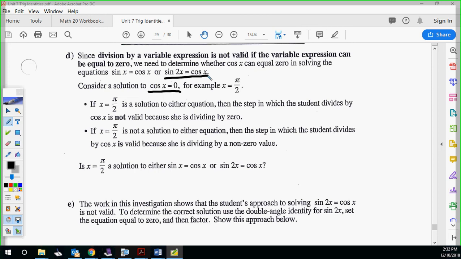They're using pi over 2 to show you the left side, right side type of thing. If x equals pi over 2 is not a solution to either equation, the step in which the student divides by the cosine of x is valid. So when I plugged pi into the first one, see how they weren't equal? It's valid to do that, to eliminate the cosine there, divide it over. But if they are equal, then it's not valid to divide it and still get all your answers. Okay? So that's essentially what they're saying.